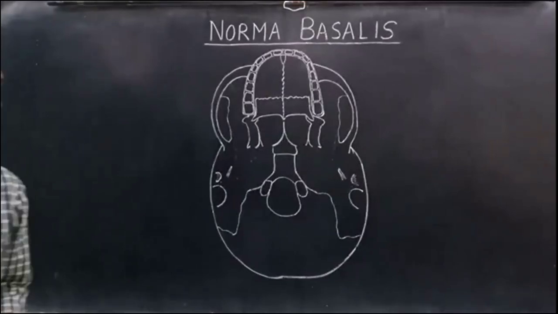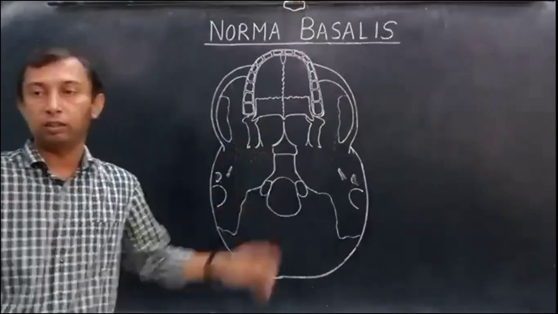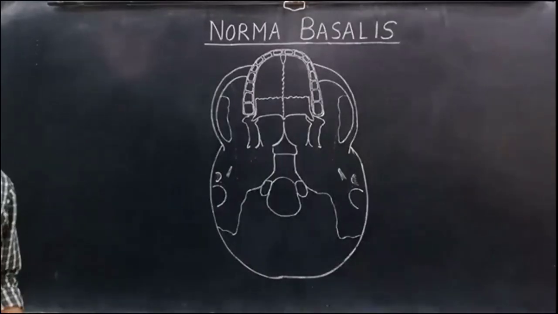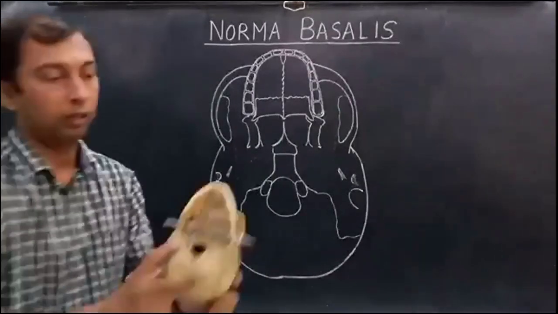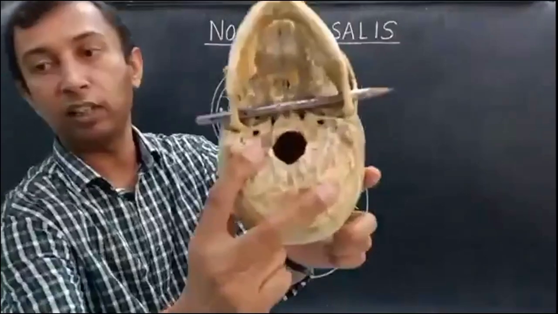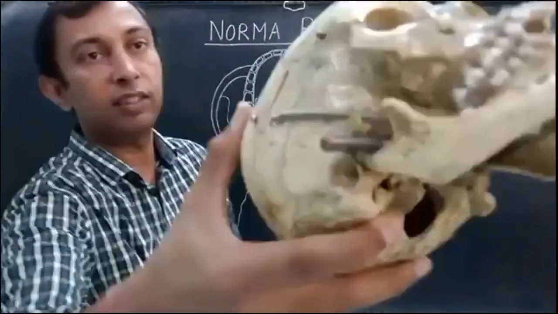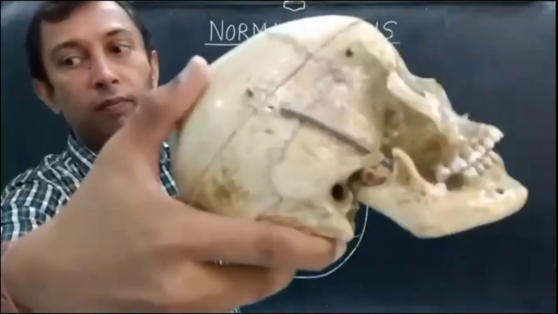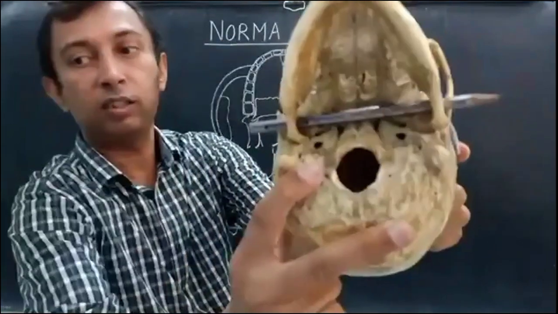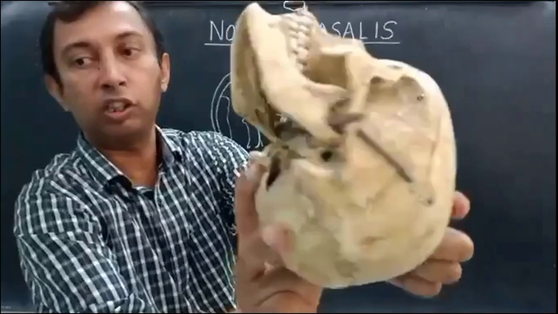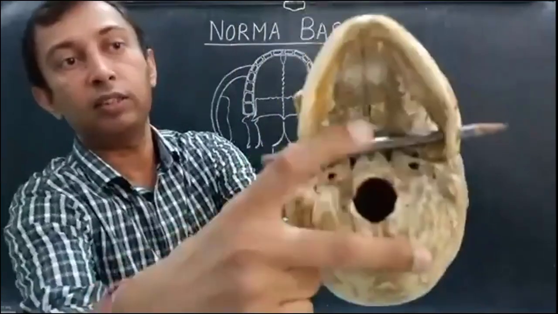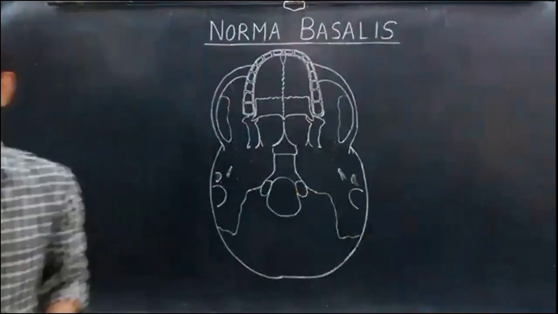Right, so I hope this is visible, and am I audible? Yes, sir. Okay, so I was showing you the anterior imaginary line, which is a pencil I have passed through the mandibular notch. This pencil is passing through the two mandibular notches, and everything anterior to this is the anterior part of the Norma Basalis.